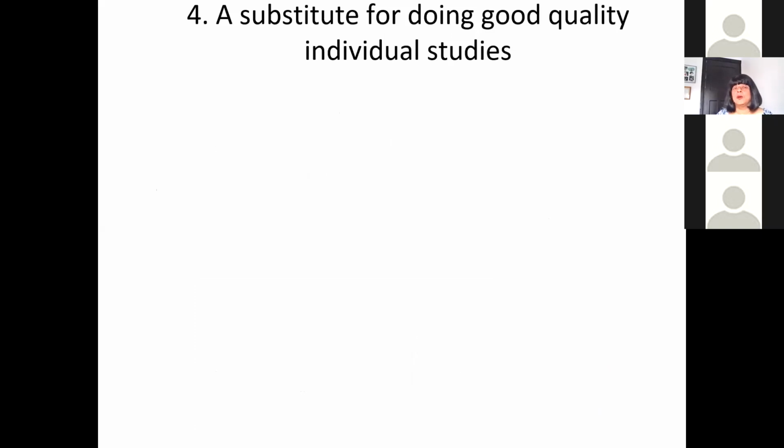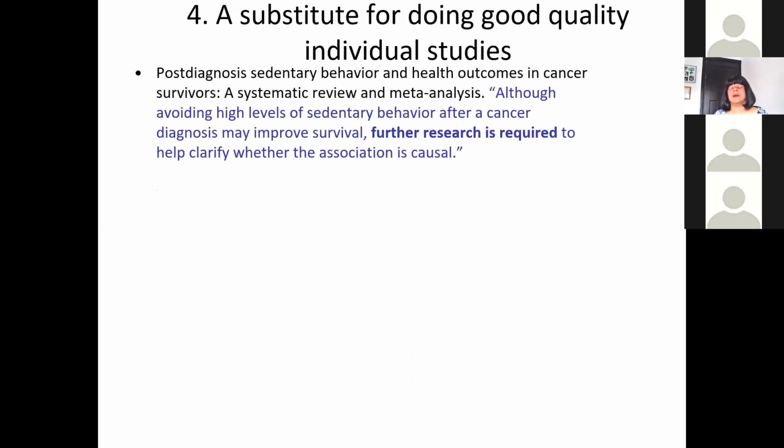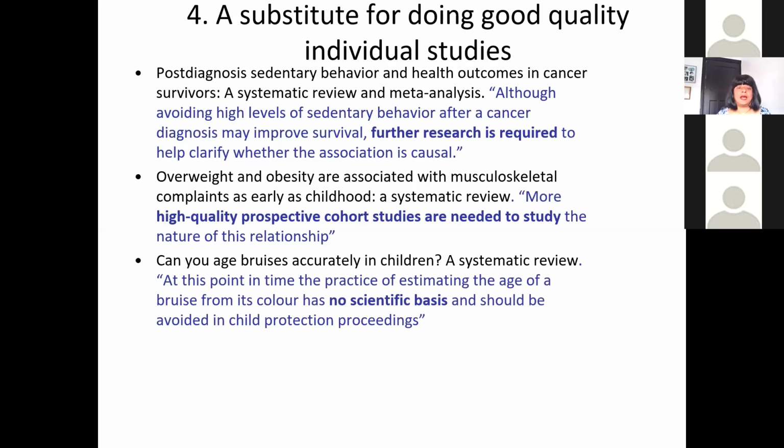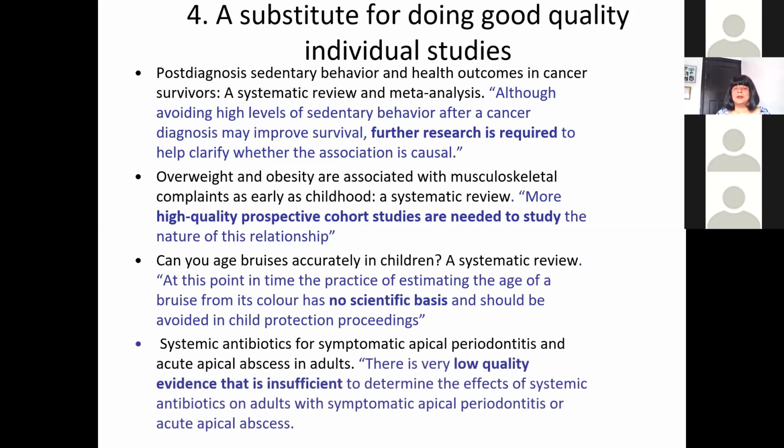A substitute for doing good quality individual studies? Well, not really, because often when you do a systematic review, you realize that further research is required in a certain topic area, or that they need high quality studies. You may find lots of studies, but they may have lots of bias in them, and you may need high quality studies. And in some cases, the studies may have no scientific basis. So this just shows you that doing a systematic review isn't a substitute for doing good quality individual studies. Really, you review sometimes to find out what is out there, and that you need to do further research. So you need to conduct good quality trials, good quality studies in that topic area. So again, this misconception is false, really.